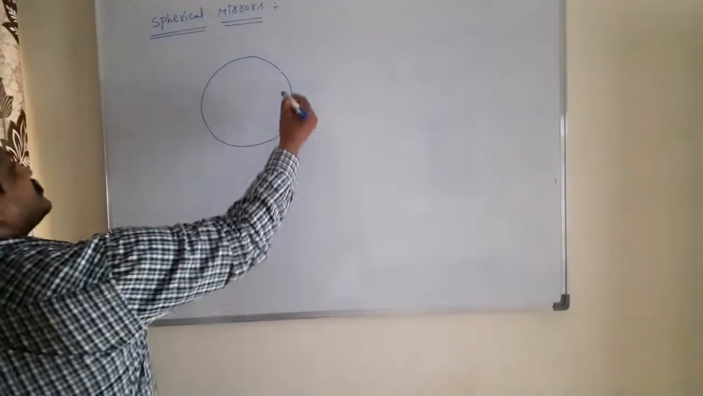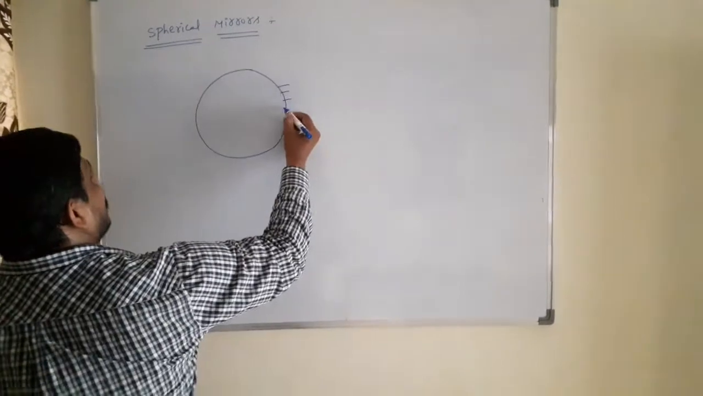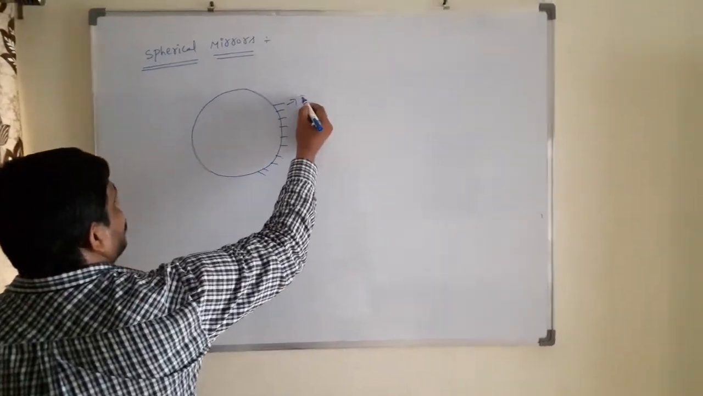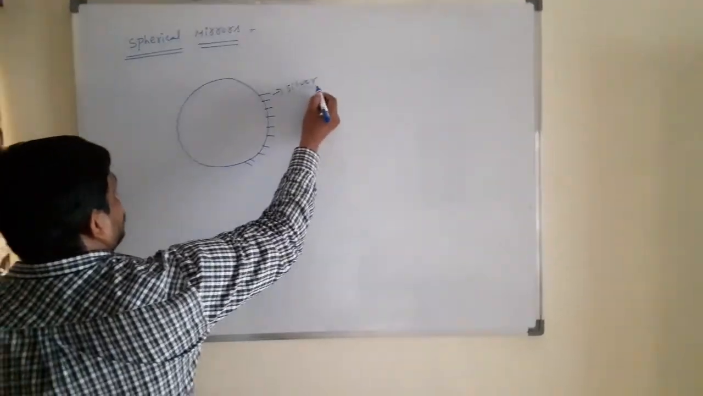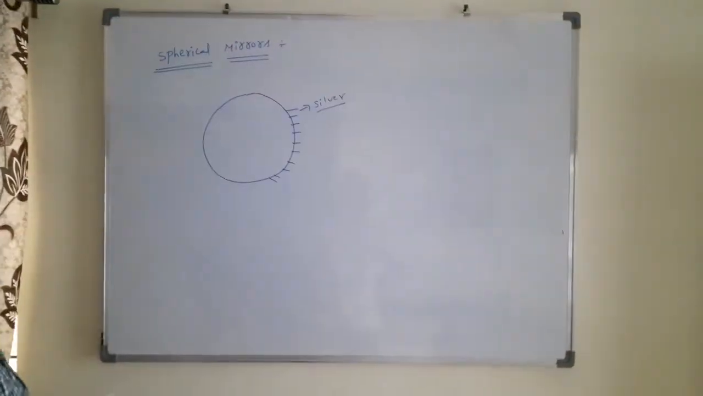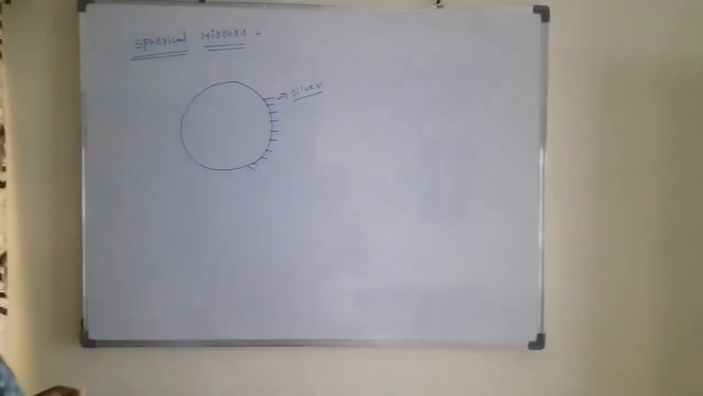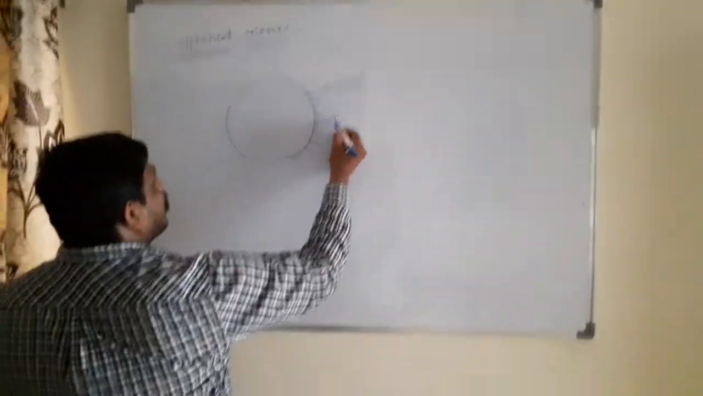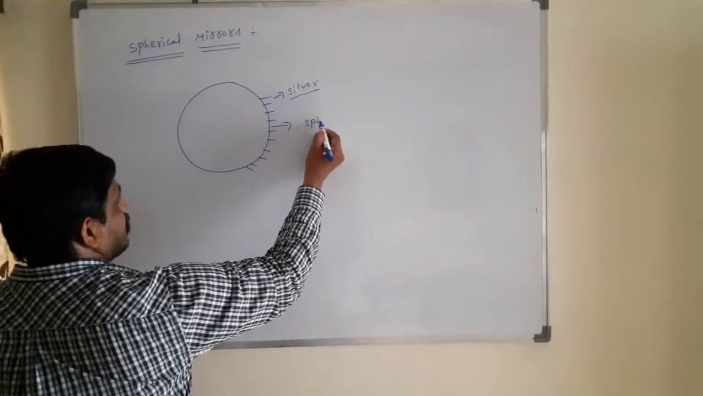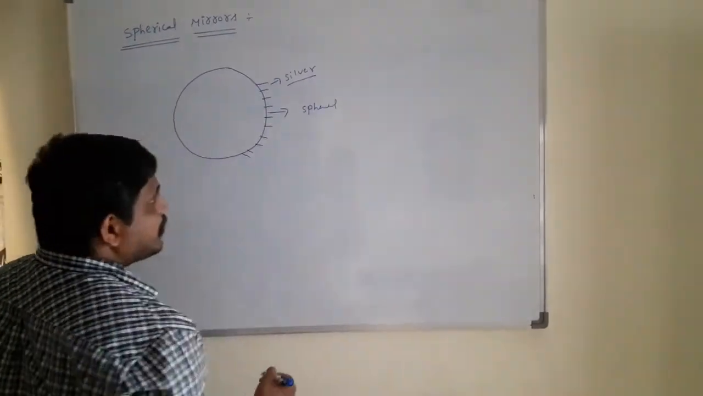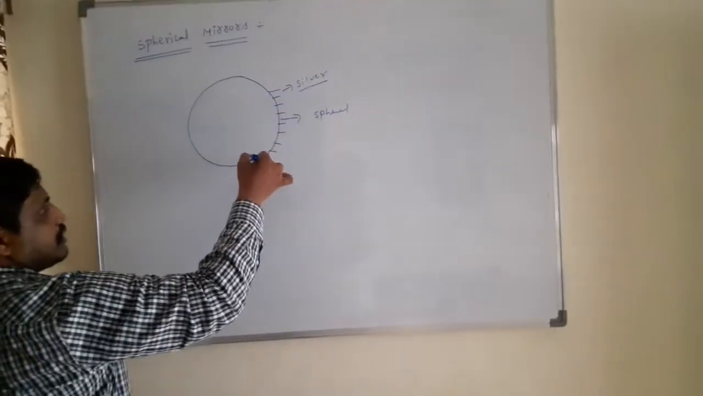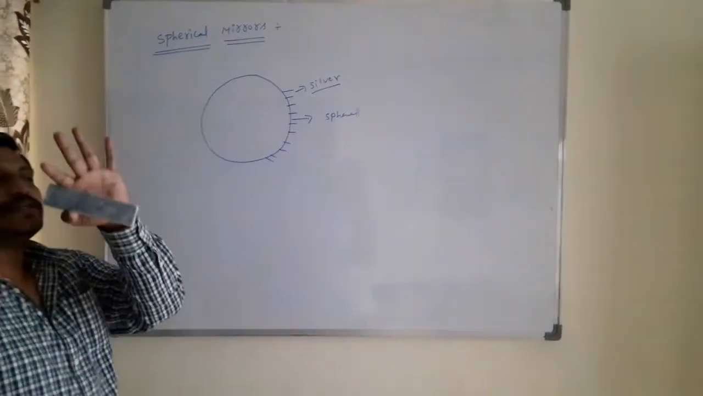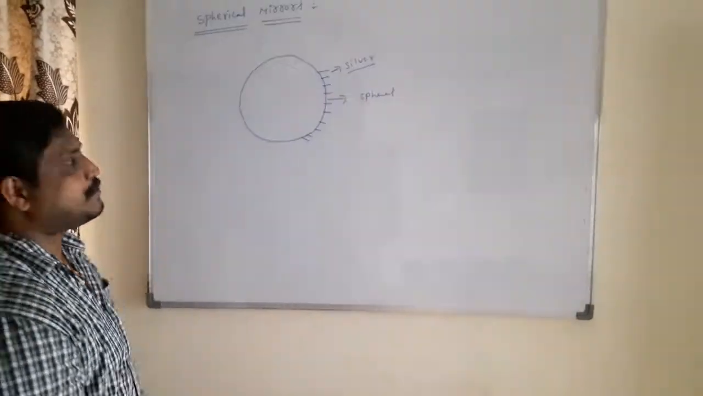In this sphere, some part is coated with silver. Then some part is silvering. This part is called a spherical mirror. In physics, generally spherical mirrors are of two types.